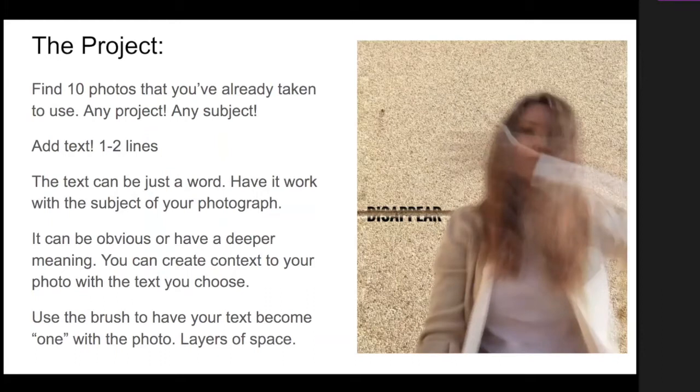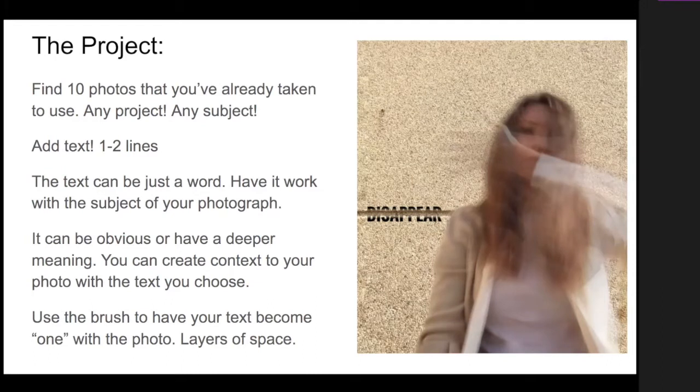So the very first example I showed you with the sunglasses, I had sunny and bright, so that would be 2 lines. Or the example that I have on the screen here, I have disappear. That's just 1 line. Okay. So the text can just be a word. You really want to have it work with the subject of your photograph. It can be something that's really obvious, like nature or flowers or the brand. Okay. Or you can have it have a deeper meaning, have it have more context.